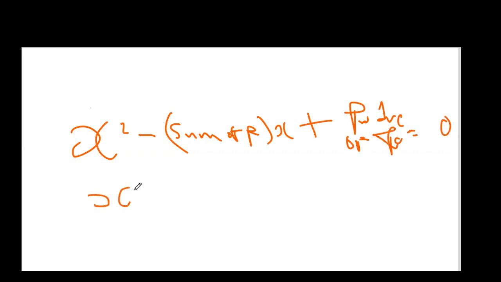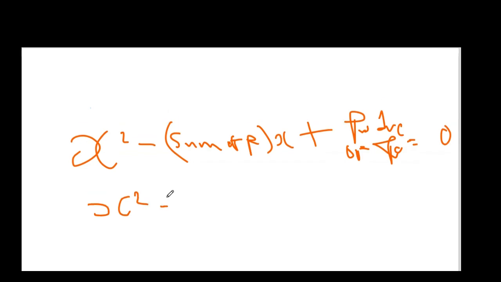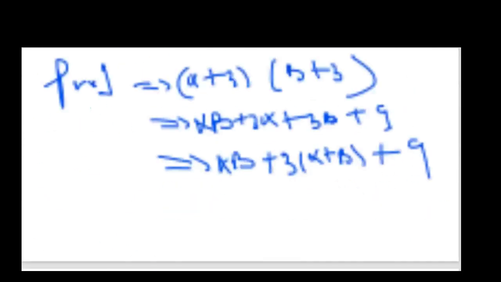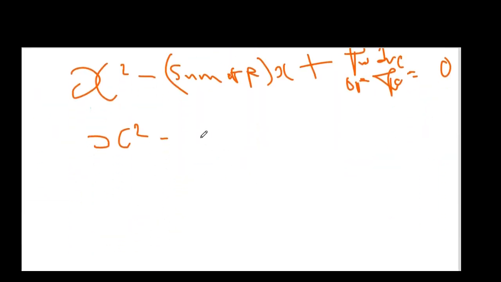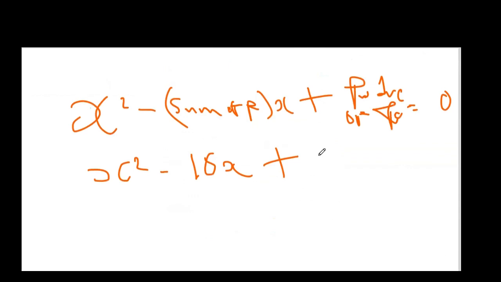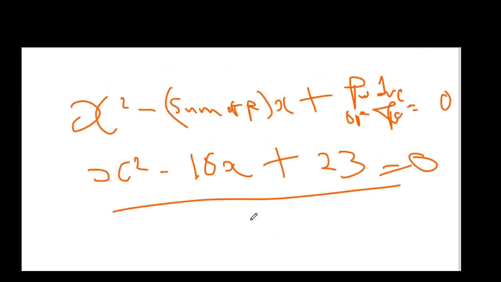So x squared minus, what is our sum? You go back and check. Our sum is just 10. So minus 10x plus, what is our product? Our product is just this number here, 23. So here this is our new equation. You can see that from the given roots, we're able to find the new equation. So simple and straightforward.